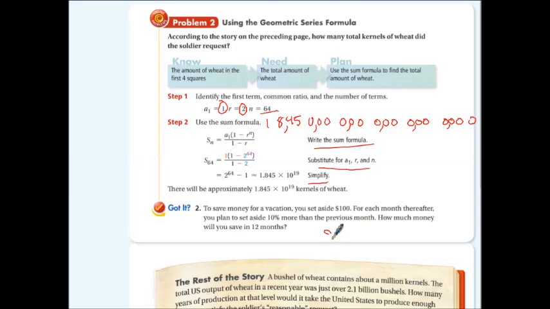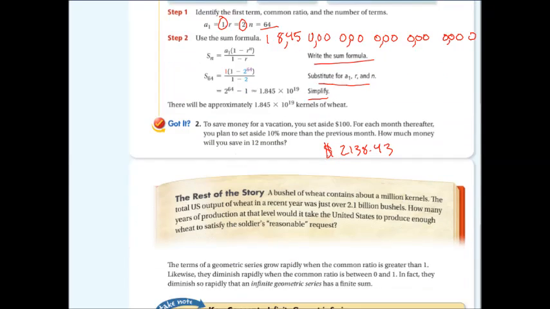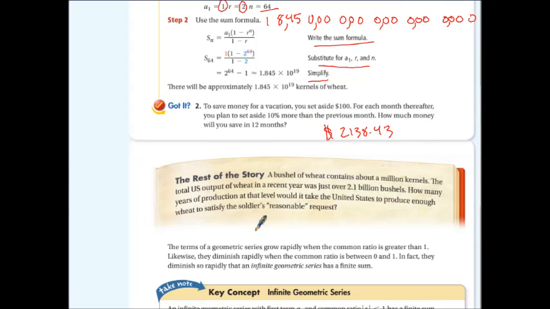All right, you're back. Hopefully you got about $2,138.43. Okay. Rest of the story. So a bushel of wheat contains about 1 million kernels. The total U.S. output of wheat in a recent year was just over 2.1 billion bushels. How many years of production at that level would it take the United States to produce enough wheat to satisfy the soldier's reasonable request? Okay, it's the rest of that story.